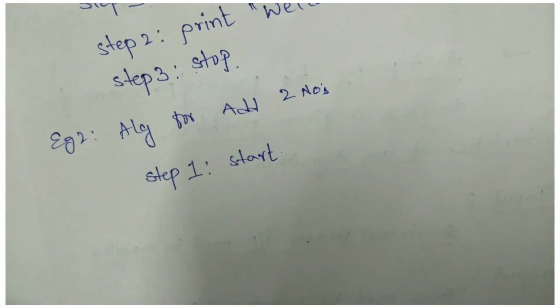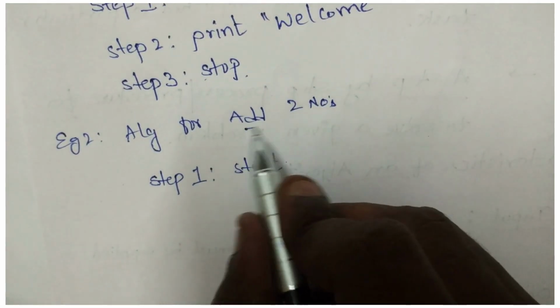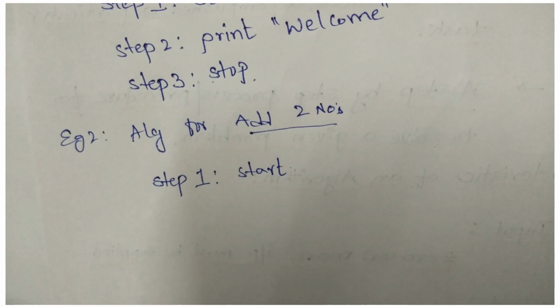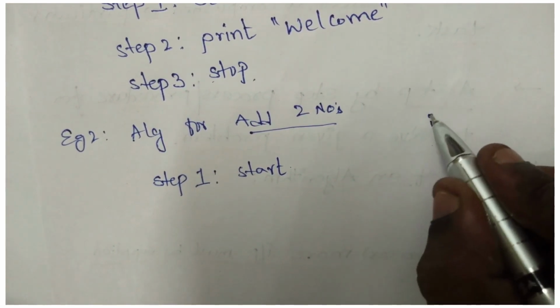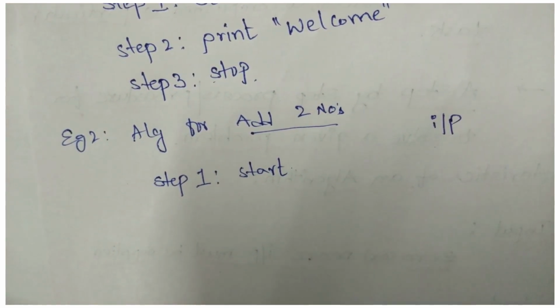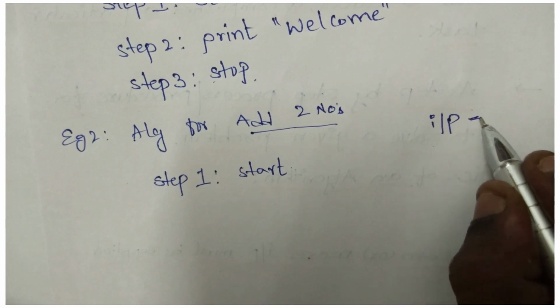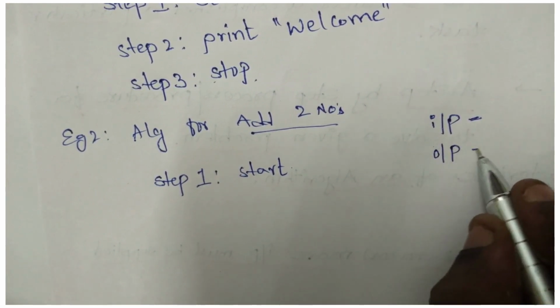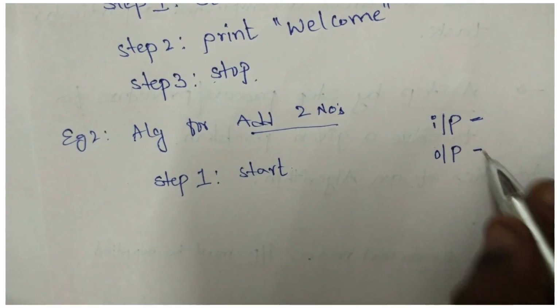Here you first have to understand the problem statement clearly. What is the problem statement? I want the addition of two numbers, right? Before going to the problem statement, we have to identify how many inputs we want to give and how many outputs will be produced. That you have to understand.